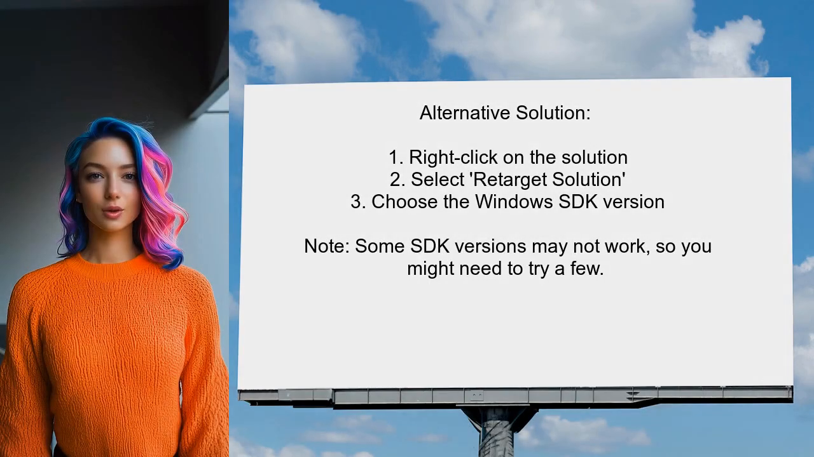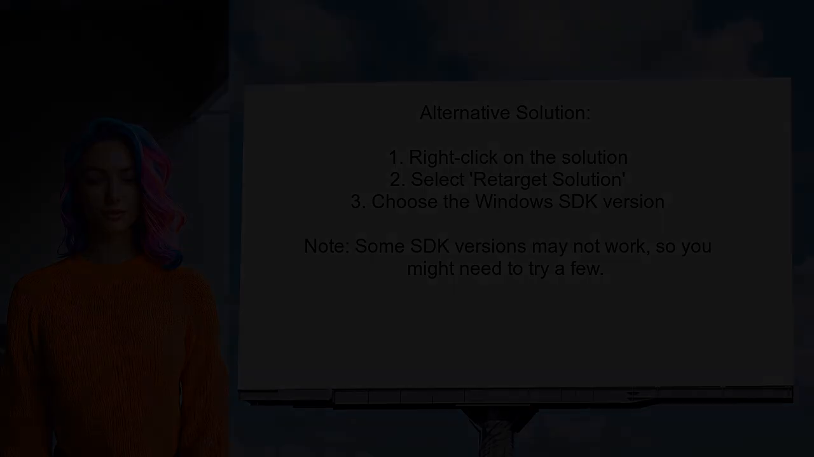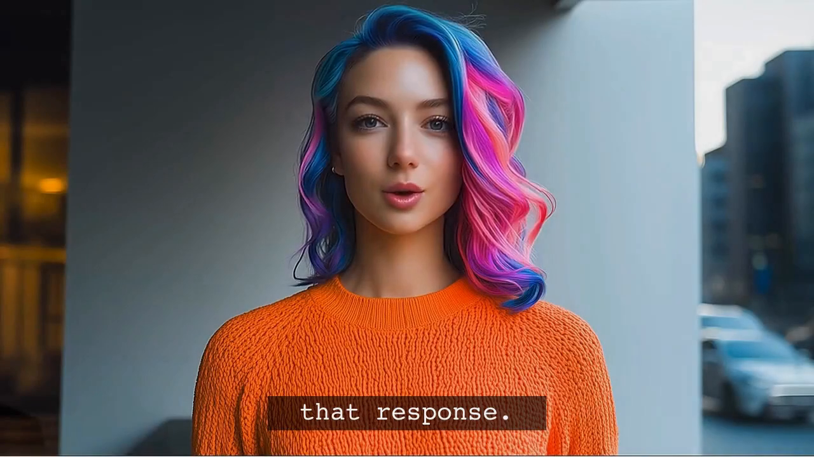An alternative solution suggests using the retarget solution feature in Visual Studio. This is especially useful if you have multiple projects that need the same Windows SDK version. Simply right-click on your solution, select Retarget Solution, and choose the appropriate SDK version for all your projects. That's it for that response.